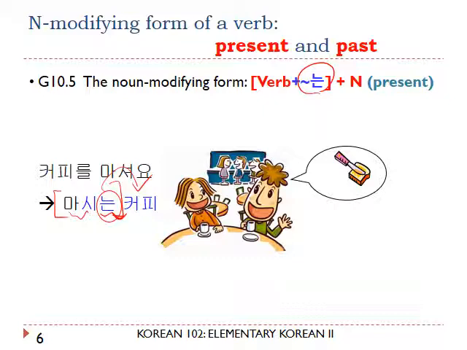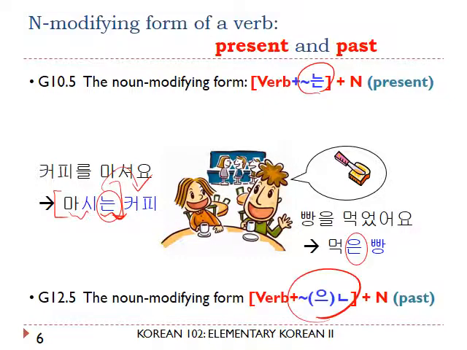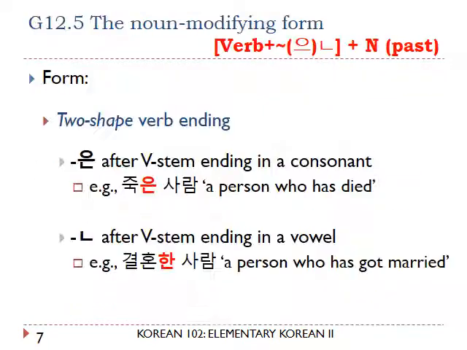And you can also express past or completed actions or events that have happened in the past by attaching 은 or 니은 to the stem of the verb. For example, 먹은 빵. 먹 is the stem of the verb to eat, and 은 is a noun modifying suffix, so 먹은 functions as a noun modifier. And this expression means the bread that I ate or the bread that I have eaten. It's about the past event.